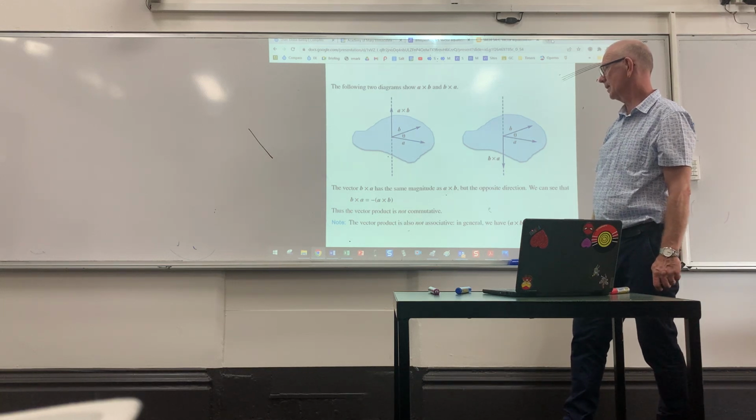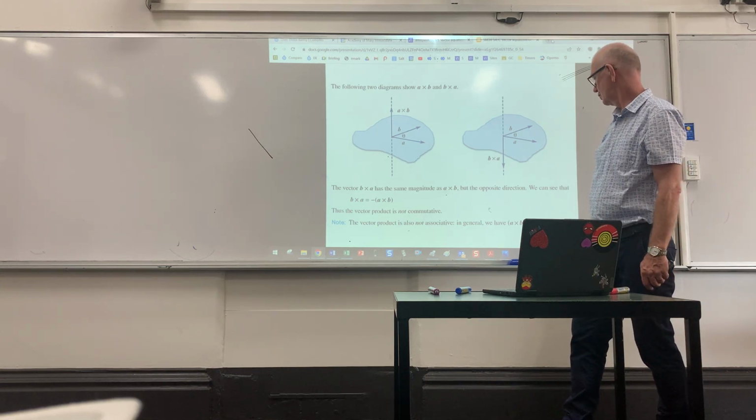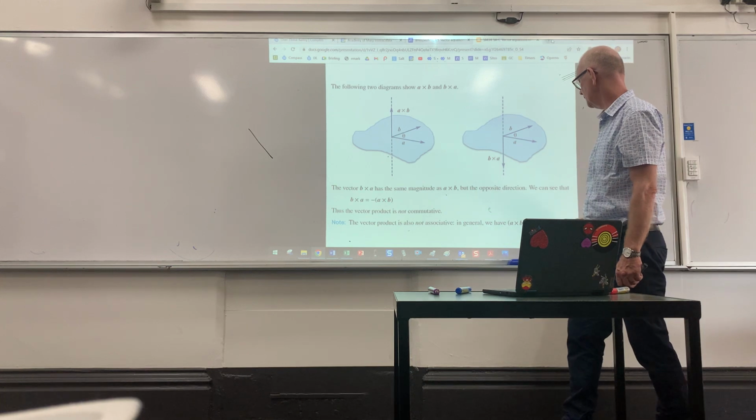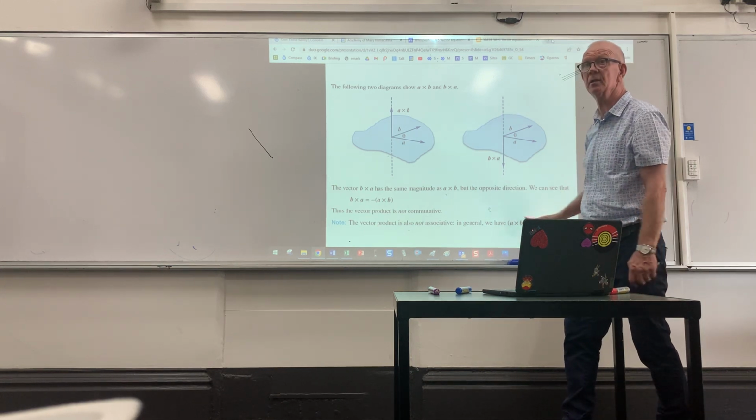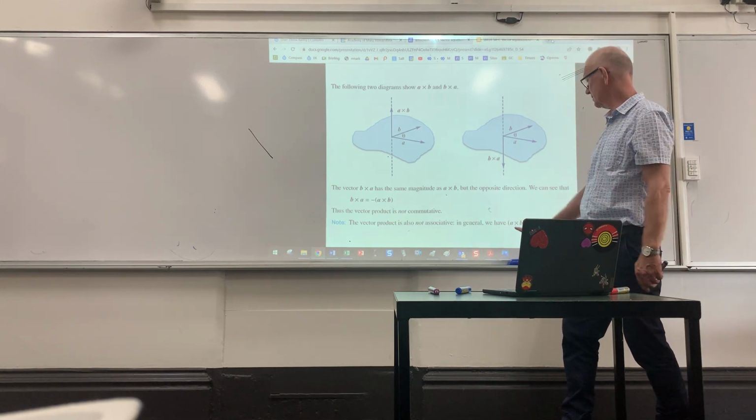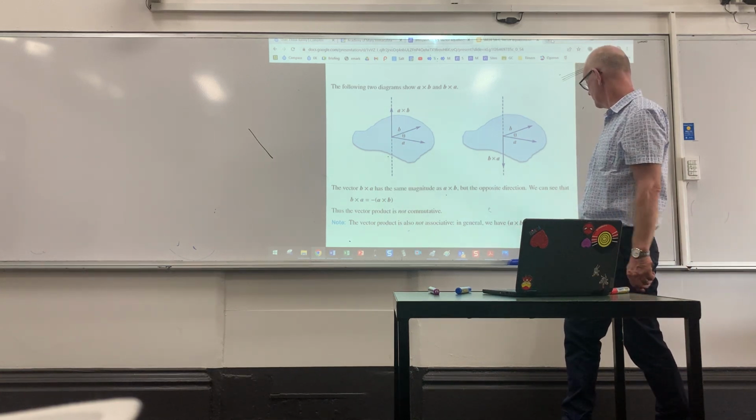Thus, we can't use the usual rules of multiplication for cross products, because this cross product will be different to that cross product.